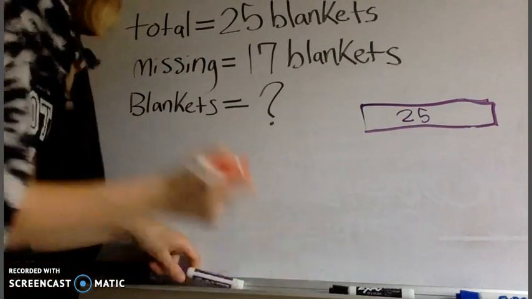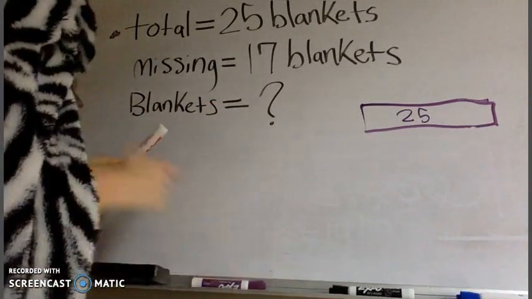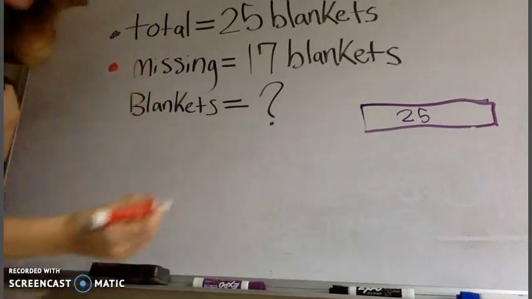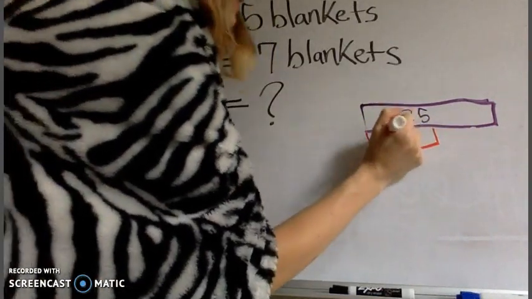17 of those went missing. So my total is my purple. The amount of missing blankets is in red. So I'm going to draw this rectangle and put 17.